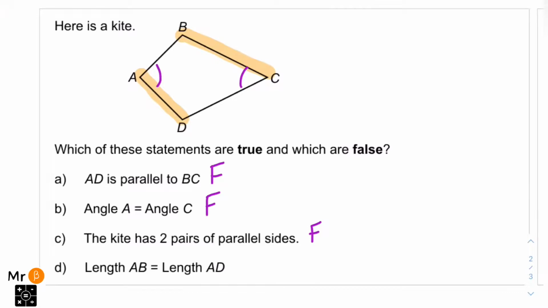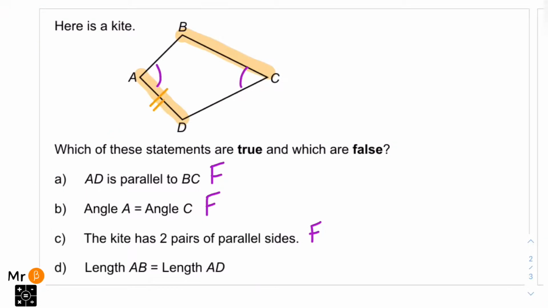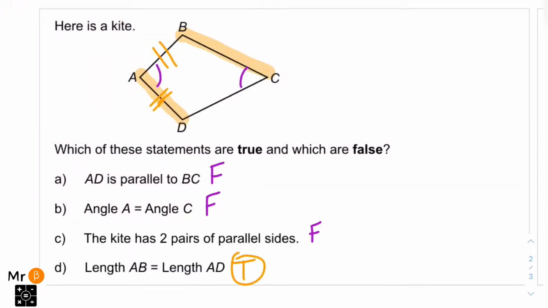And finally, length AB is equal to AD. So it's suggesting that this side here and this side here are equal. Well, they are adjacent sides, so this one is true, because we know in a kite it's got two sets of adjacent sides which are equal.